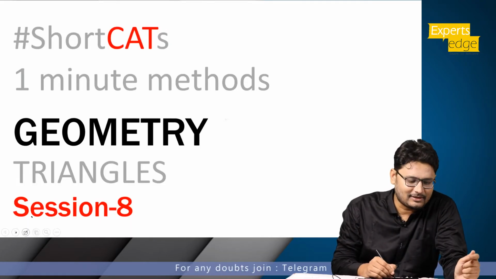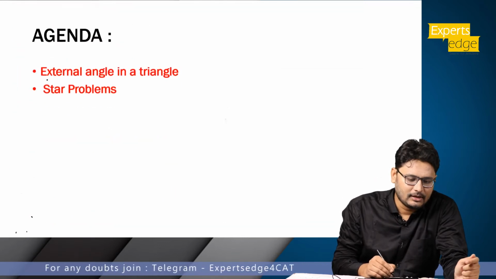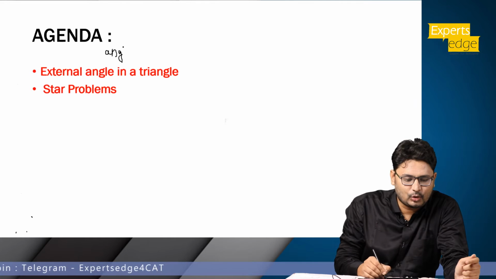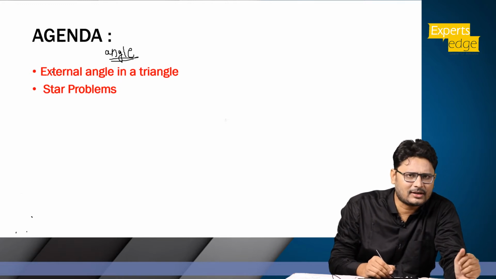So we are into the ShortCAT series, that is 1 minute methods, and the topic going on is geometry. Geometry again, triangle, right? The triangle is our 8th session, and in this session we will be doing angle related problems. There are two specific questions which are slightly difficult and which have some shortcut as well.